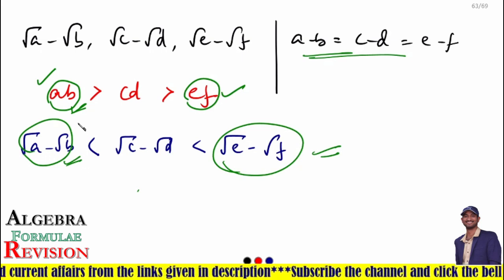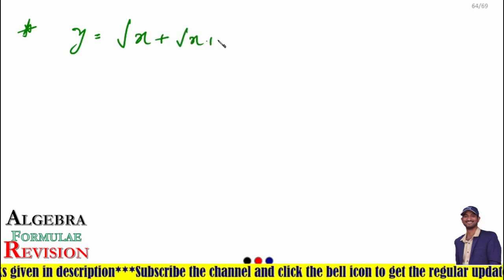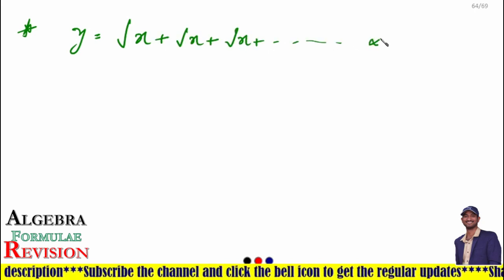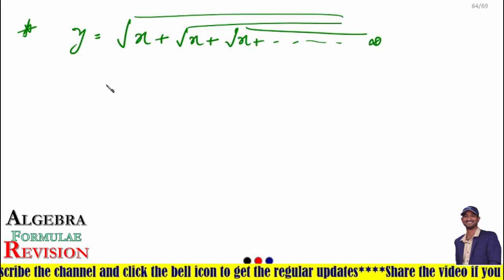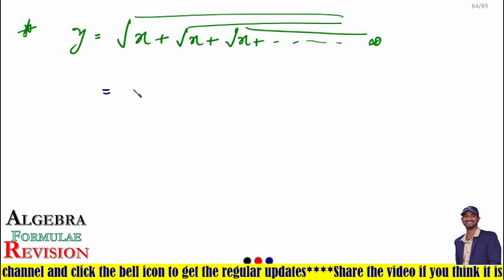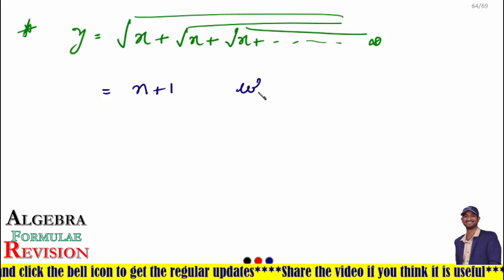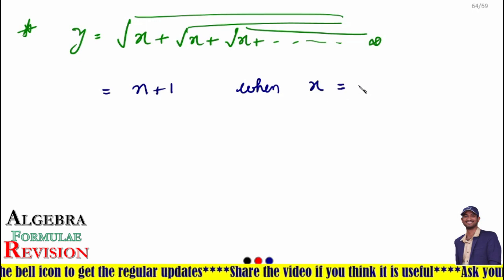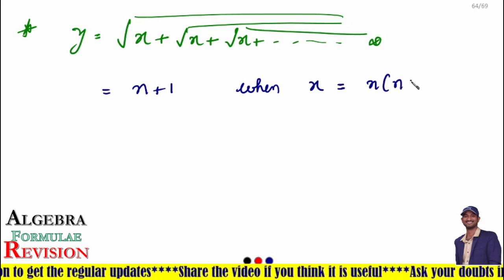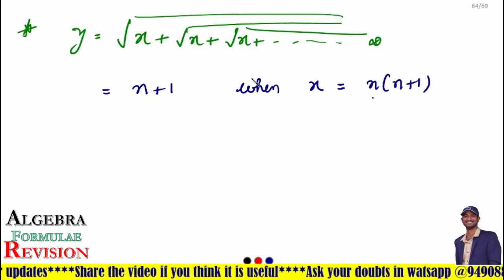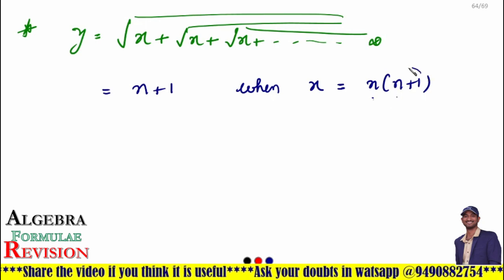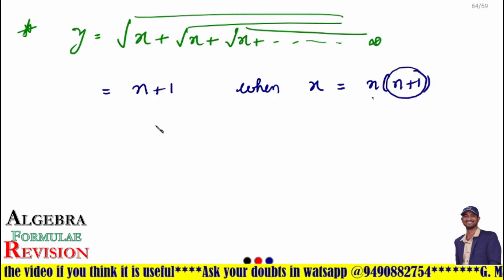Okay. Now I'll tell you some of the important models in surds. Whenever some value y is equal to square root of x plus square root of x plus square root of x plus and so on, infinite times, then this value is equal to n plus 1 when x is equal to the product of two consecutive natural numbers, n and n plus 1. If x is the product of two consecutive natural numbers, then whichever number is more, that is the final answer.